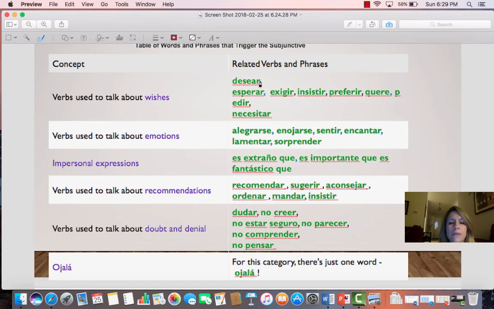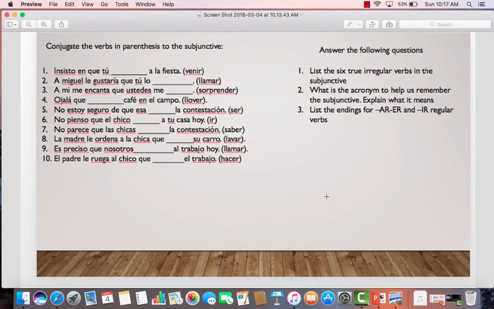Here is a list of them. Look at them carefully and make sure to know when to use them. Let's practice what you learned. Conjugate the verbs in parentheses to the subjunctive. Answer the 3 questions. Don't forget to write out the Spanish sentence and translate to English. Have fun!